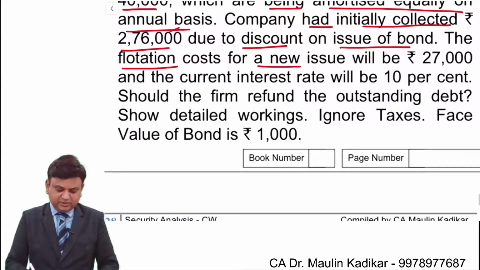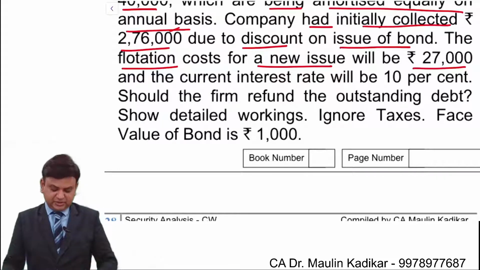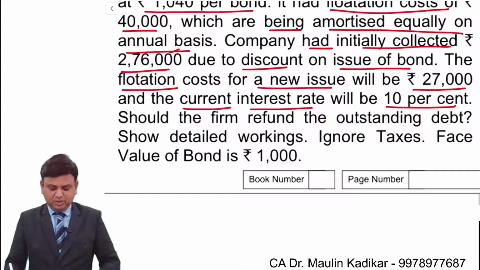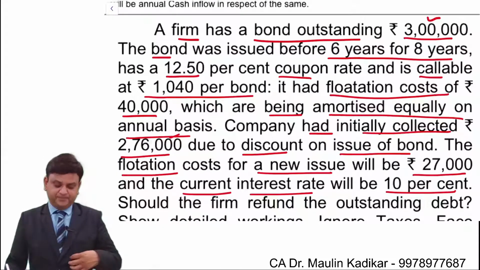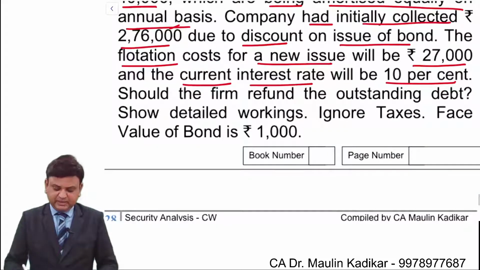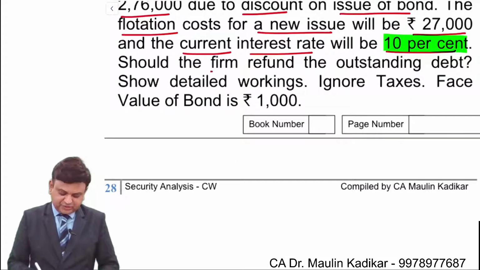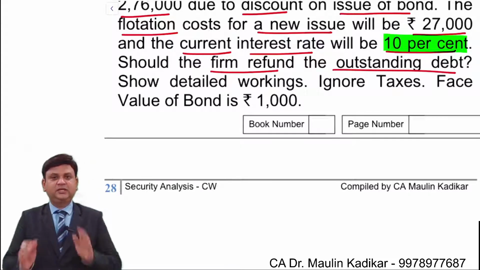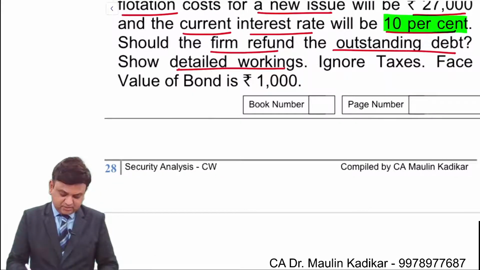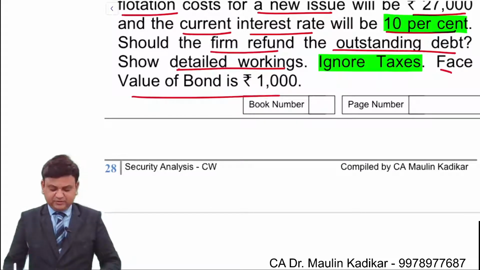Due to the discount on the issue of the bond, the flotation cost for the new issue will be an amount of 27,000. So flotation cost is given to us for the new issue. And the current interest rate will be 10%. So if we issue the new debt financing, then instead of 12.5%, we have to make the payment of interest at the rate of 10%. Should the firm refund the outstanding debt, that is, whether the company should go for the debt rescheduling, show detailed working, ignore income tax, face value of the security is an amount of 1,000.